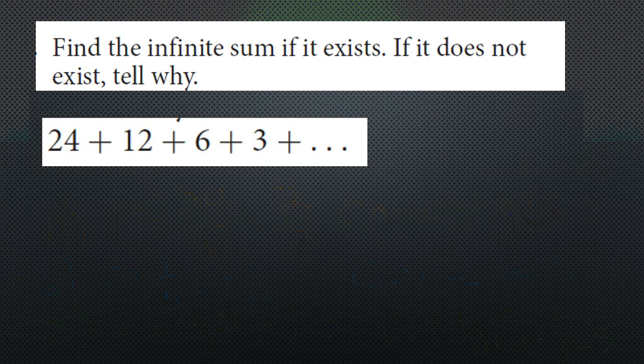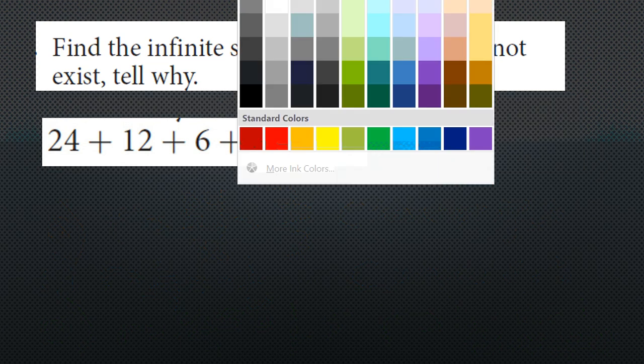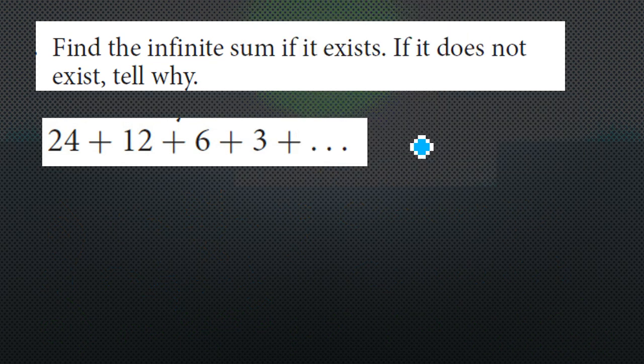Okay, so let's look at a specific example here. We're actually going to find the infinite sum. Okay, so when I look at this series here, it's geometric because it's being divided by 2 or multiplied by 1/2. Okay, so our ratio is 1/2. I got that from 12 divided by 24. Okay, and so it does converge to an infinite sum.